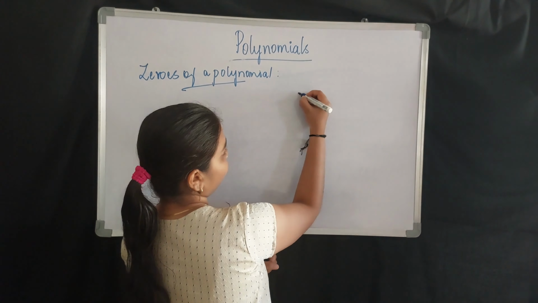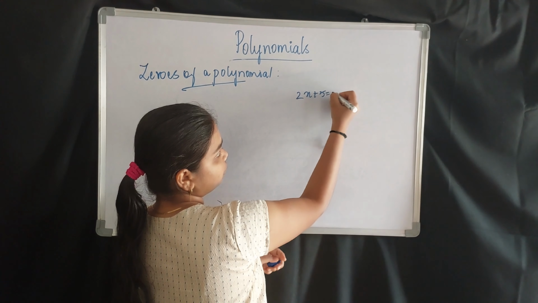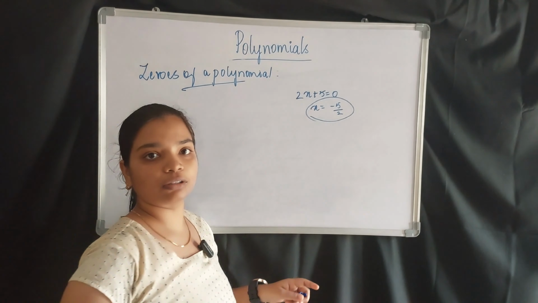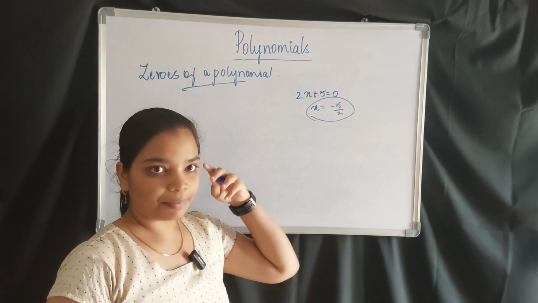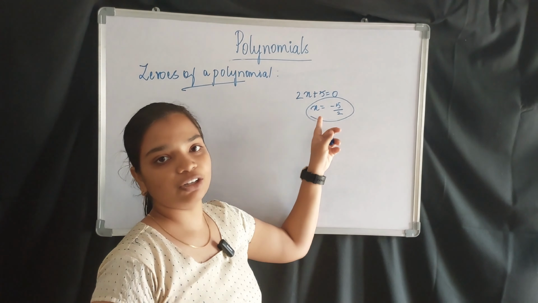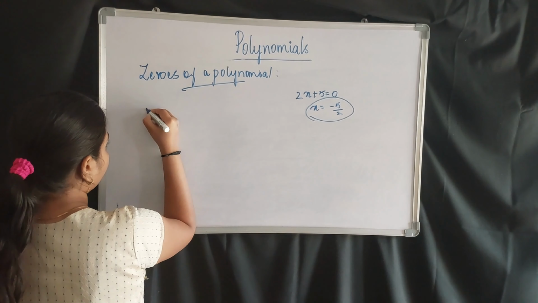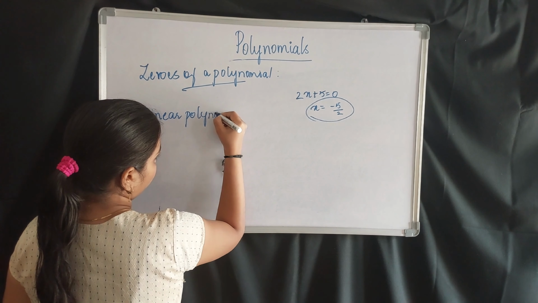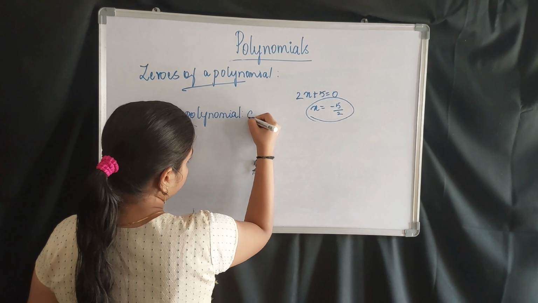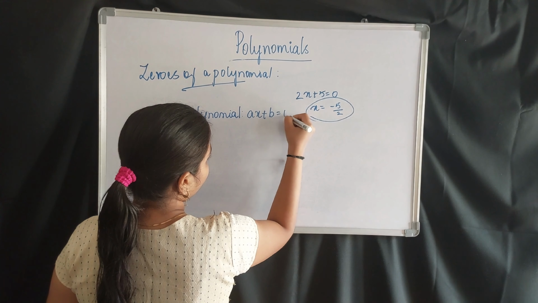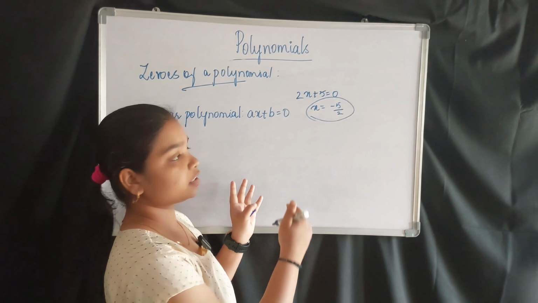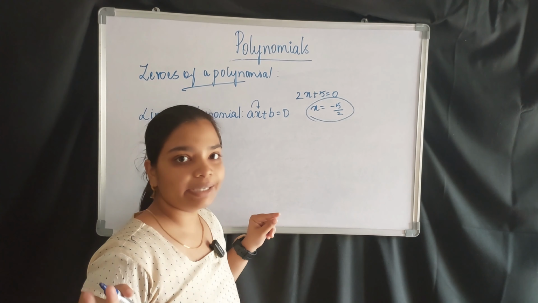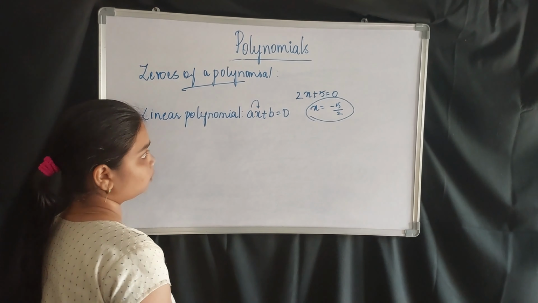Just now I referred to a problem 2x plus 5 is equal to 0 whose x value was minus 5 by 2. This is the solution for the equation. By solution, I am referring to the values of x. So when we have a linear polynomial, that is ax plus b is equal to 0, always remember the coefficients. That means the value preceding x cannot be equal to 0. Okay, coefficients cannot be equal to 0.